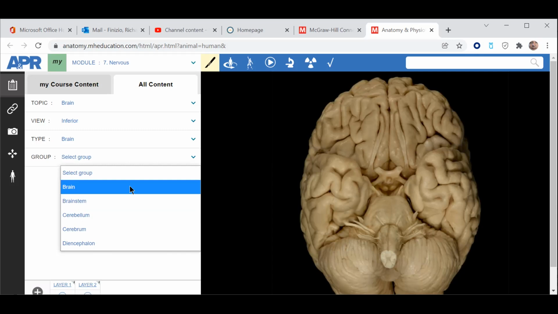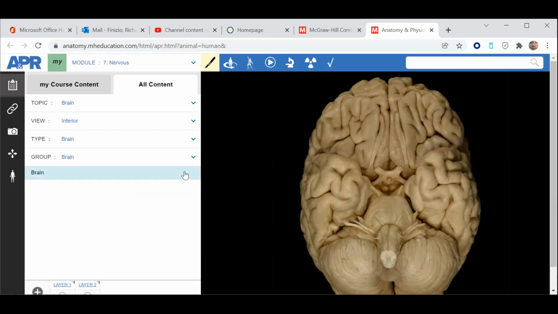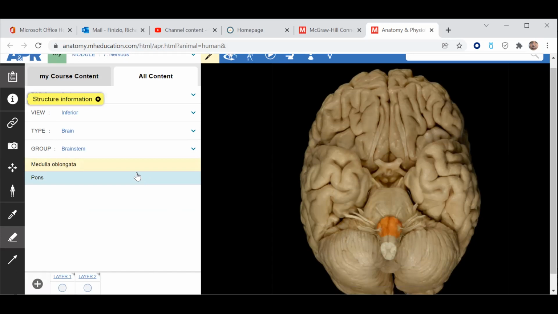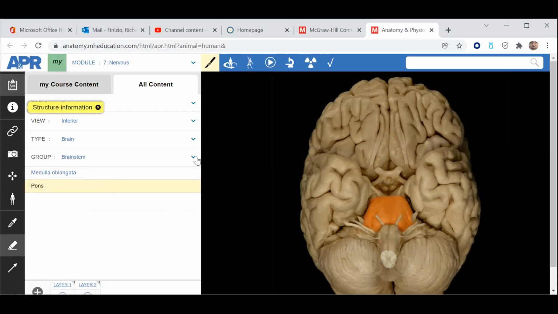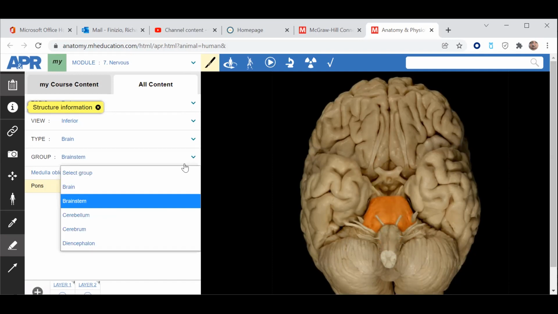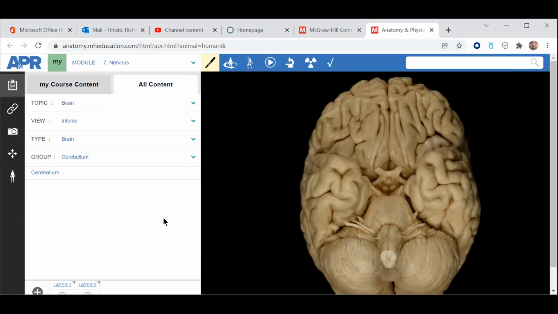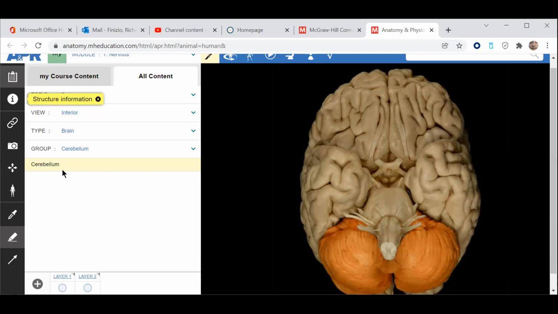After reproductive, of course. So brain is the whole thing, of course. And then the brain stem is the medulla oblongata. In this view, you can only see the medulla oblongata, which is orange, and the pons. And you can see where those cranial nerves come off of. Then this is going to be the cerebellum, all of that orange. And this is on the exam for sure.